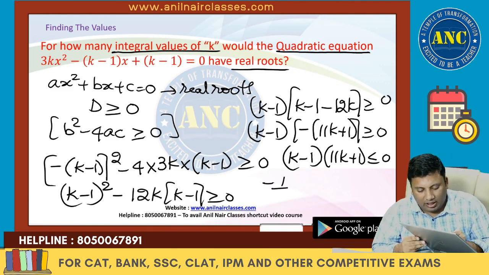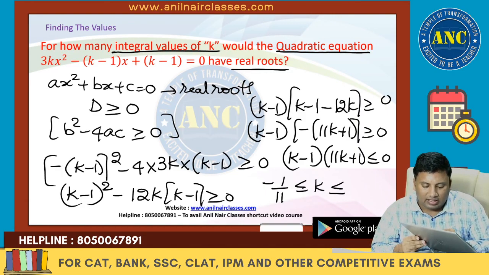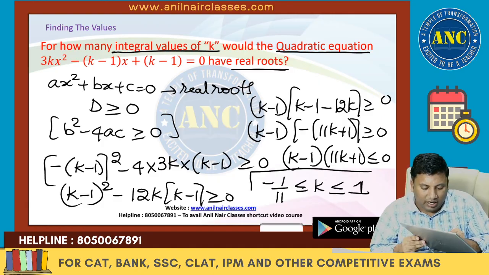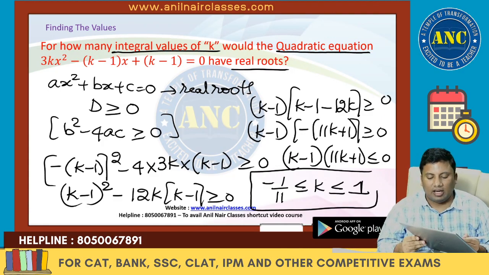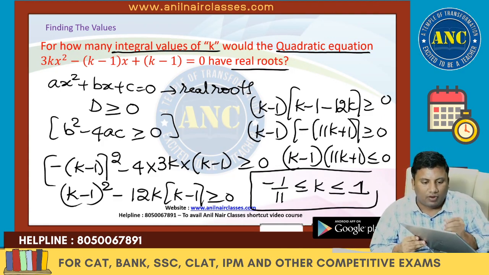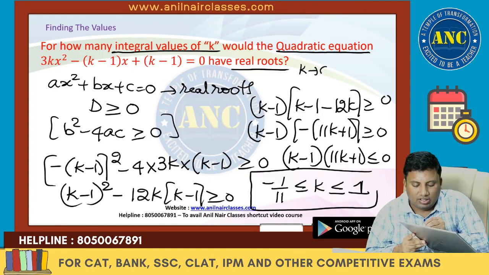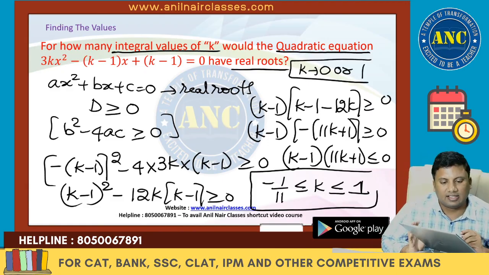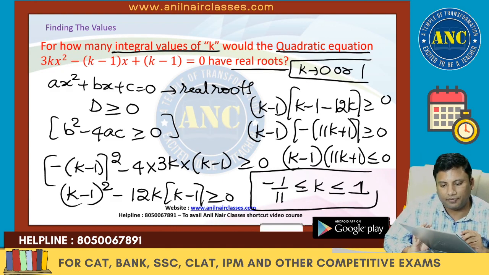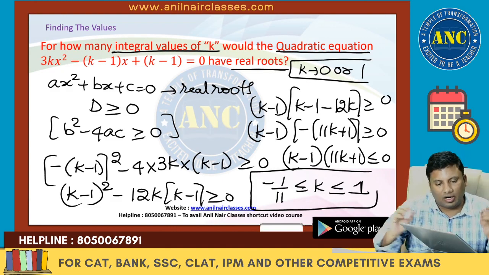This is nothing but minus 1 by 11 less than or equivalent to k less than or equivalent to 1. So k is 0 or 1. I am getting integral values. K is 0 or 1.